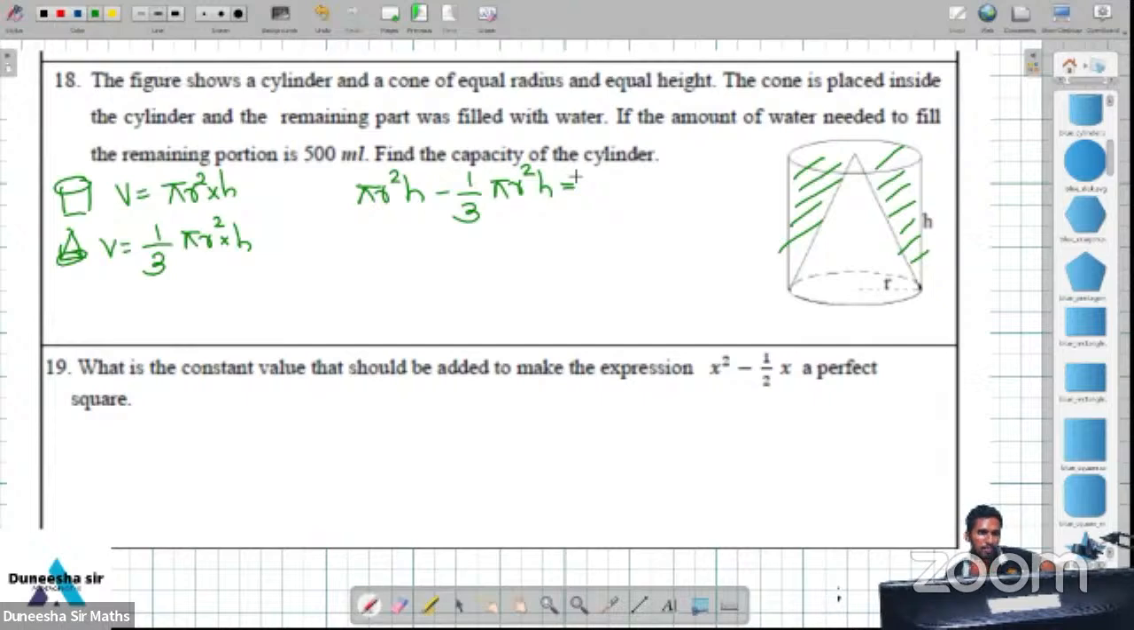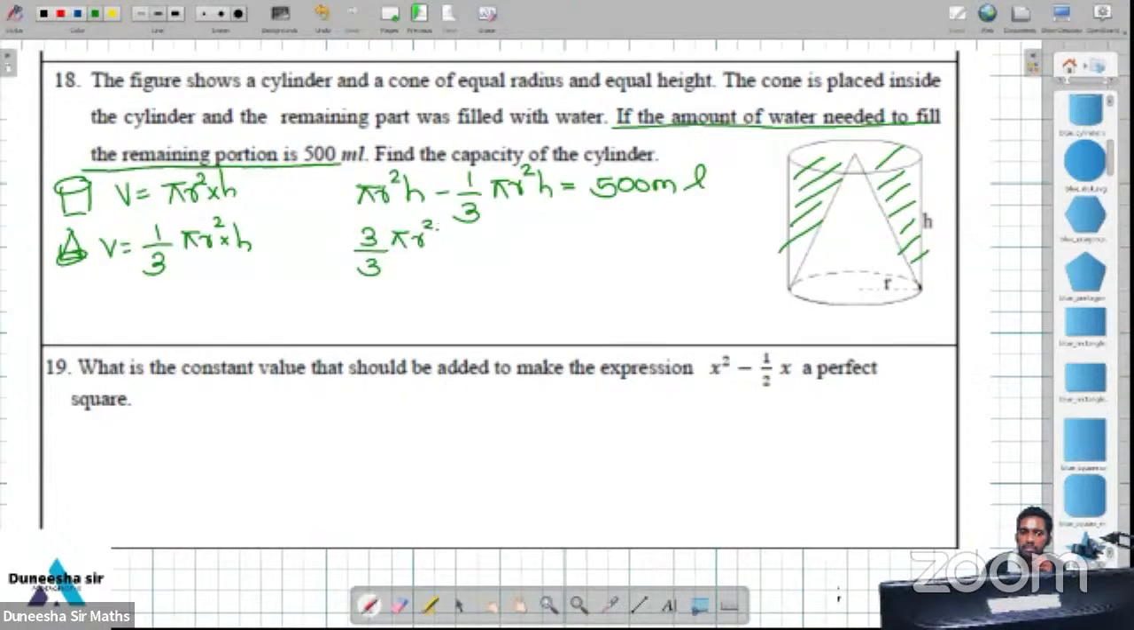The amount of water needed for the remaining portion is equal to 500 milliliters. Okay, then this can be written as 3/3 5r squared h minus 1/5r squared h equal to 500. Okay, then how much? 2/3.